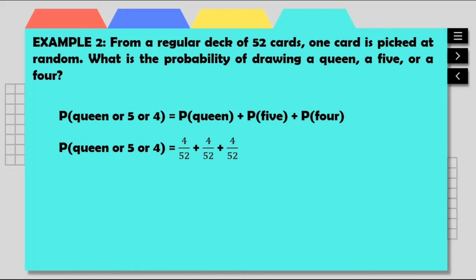So we're going to add the probability of getting a queen or 5 or 4, which is equal to 4 plus 4 plus 4 is equal to 12 over 52, or 3 over 13, which is the lowest term. So the probability of getting a queen or 5 or a 4 is 3 over 13.